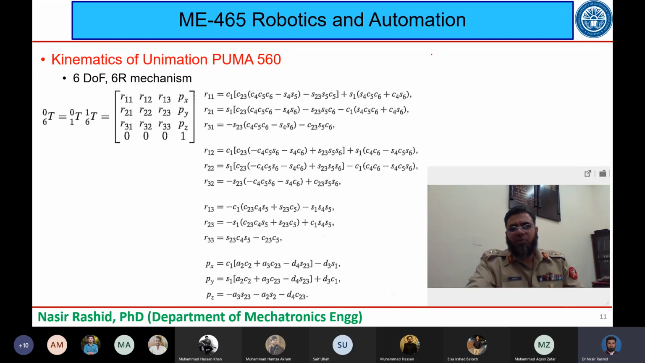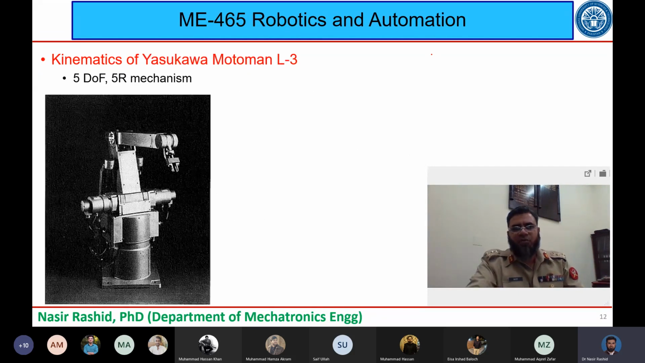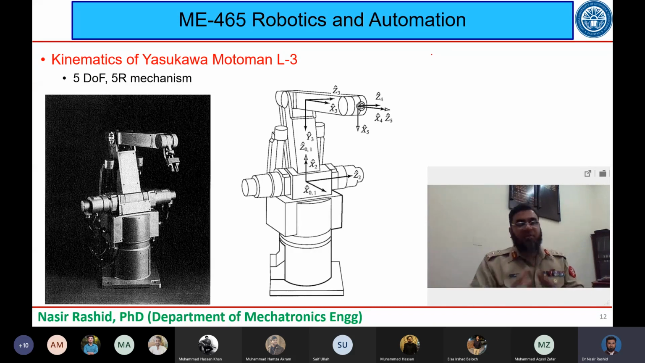Okay. If you do not have any question, I will move forward, and now I am going to talk about the Yasukawa Motoman L3. This is another robot, known as Yasukawa Motoman L3. It's a 5-degree of freedom robot, and it has 5 revolute joints. In your book, this Yasukawa Motoman does not only have revolute joints, it has some actuators also.